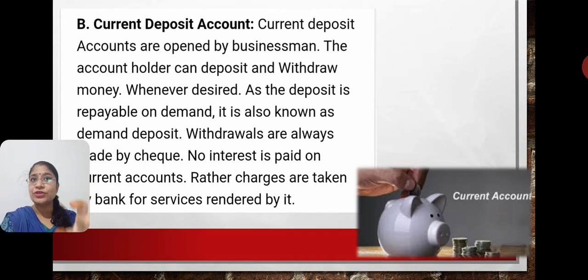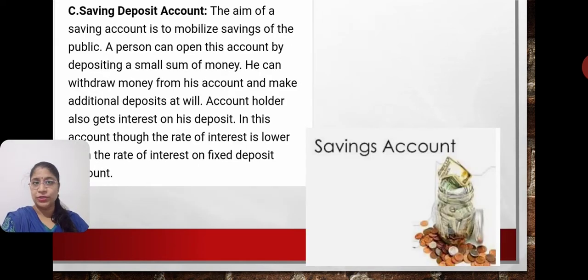Bank pays maximum interest on fixed deposit, but on current deposit no interest. Rather, bank charges interest from the businessman who has a current account, because bank is providing you overdraft facility. You can withdraw more amount than available in your balance. So bank will take the interest from the account holder.